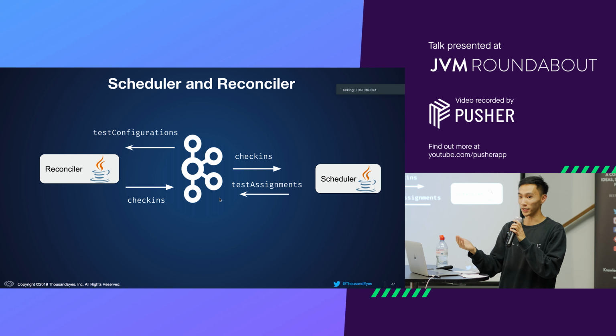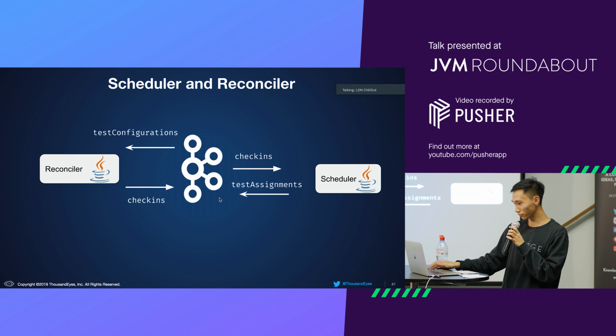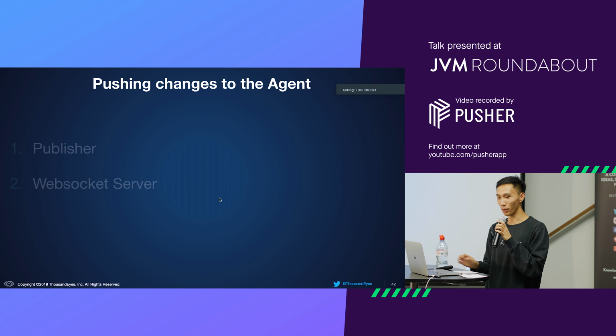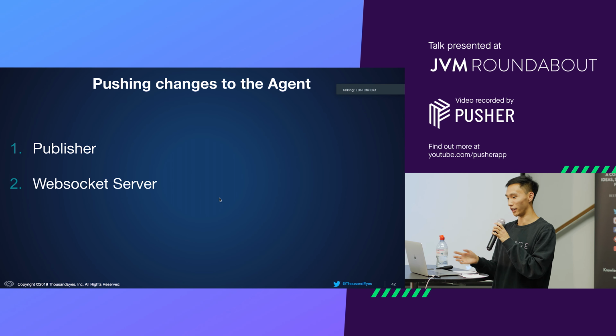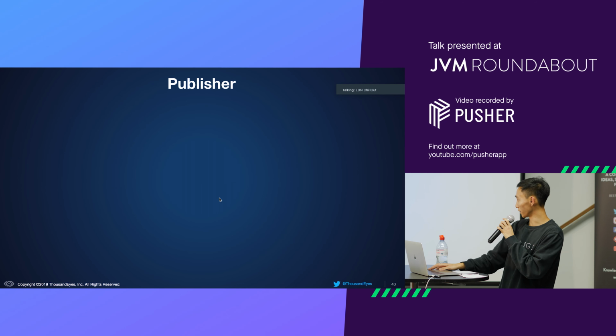But that's not enough, right? We still need to have a mechanism of pushing these messages to the agent itself. And so for that, we introduce 2 more microservices. We have a component called the publisher and the WebSocket server itself. The publisher is pretty simple. I'm going to go through this really quickly.